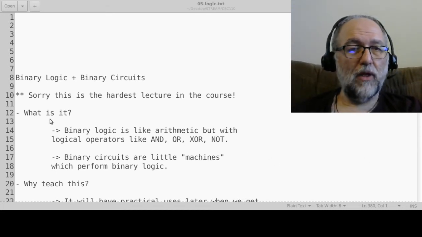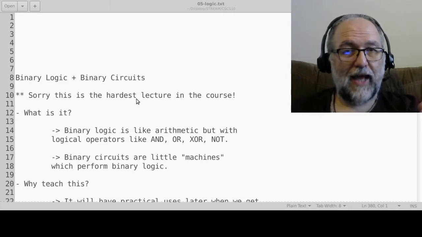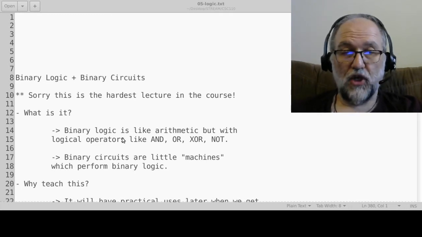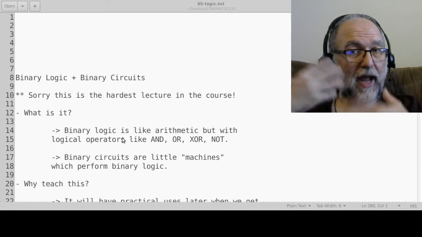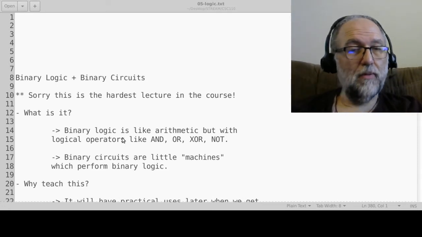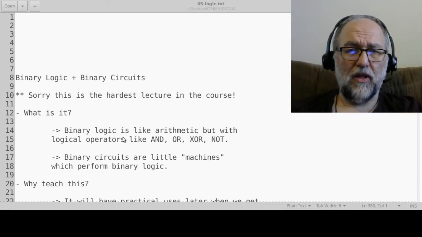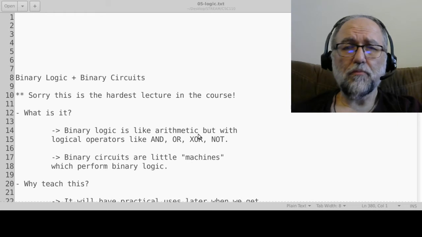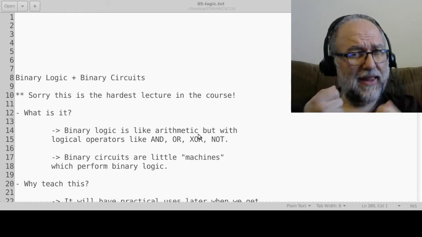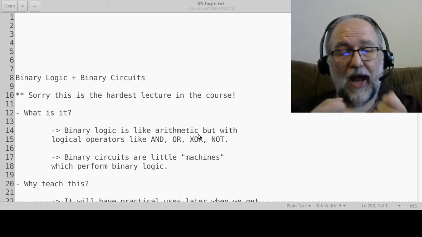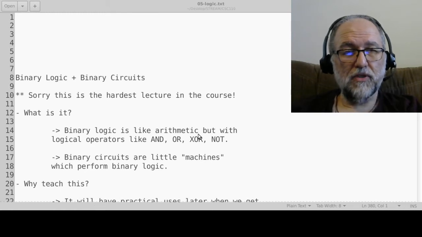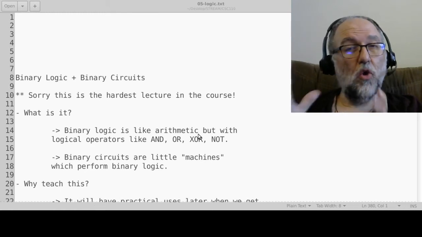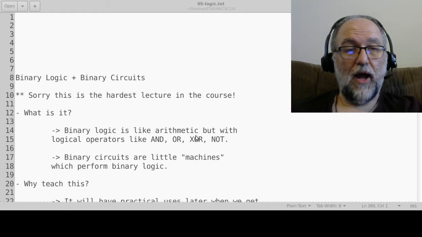So binary logic and binary circuits. What is that? First, binary logic is just an abstract operation that you can do with the human mind. It was discovered by a fellow called George Boole, so it's sometimes called Boolean logic instead of binary logic. But it's just like arithmetic. In arithmetic, what do you do? You add numbers, you subtract numbers, you multiply numbers, you divide numbers. Here, instead of using those operators, you use logical operators.